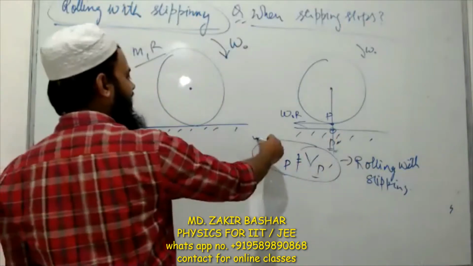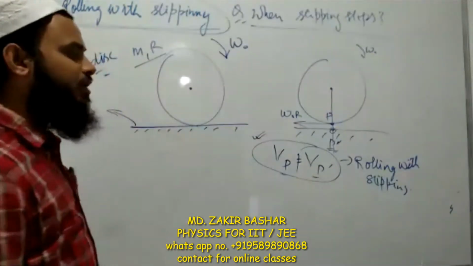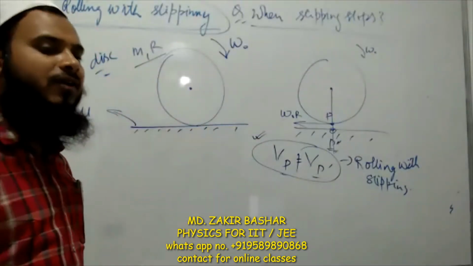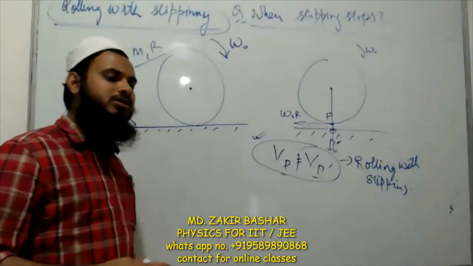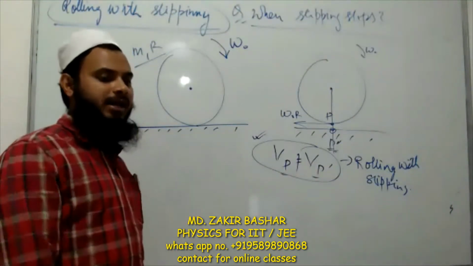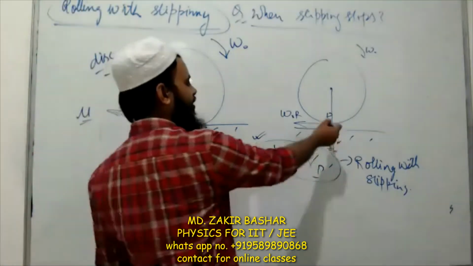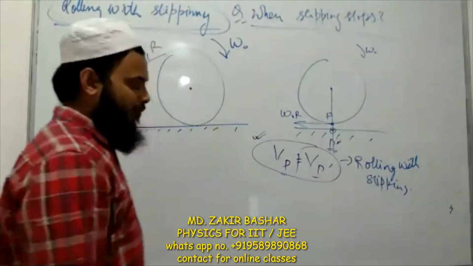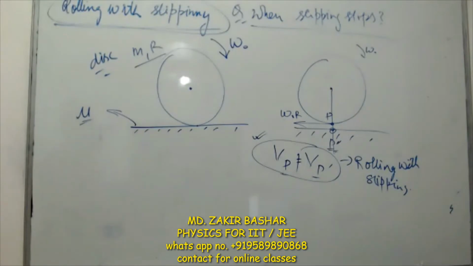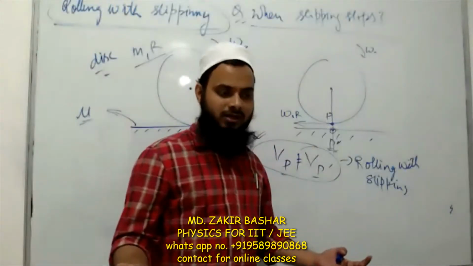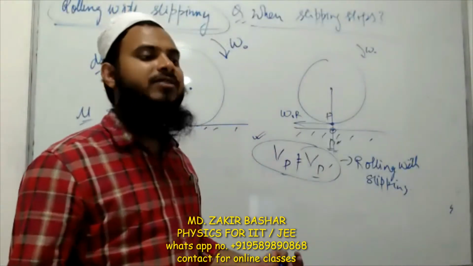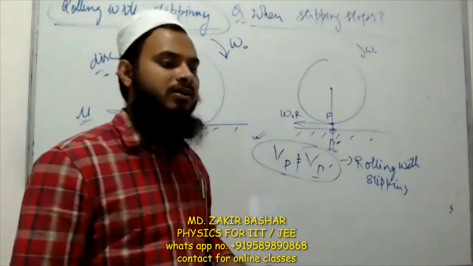So here it is very clear that Vp is not equal to Vp dash. So this is the case of rolling with slipping. This disk is rolling on the ground with slipping. Is it clear? It is because the points of contact have different velocities. Now see, if Vp is not equal to Vp dash, what will be the concept of the friction? It is very clear. The slipping has already happened, is it clear?